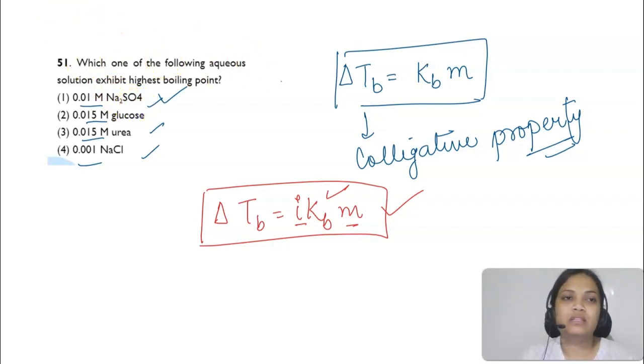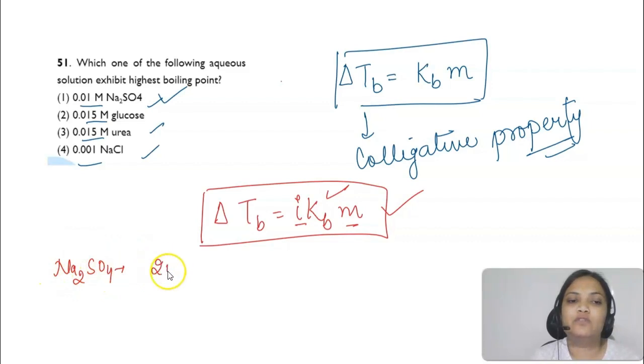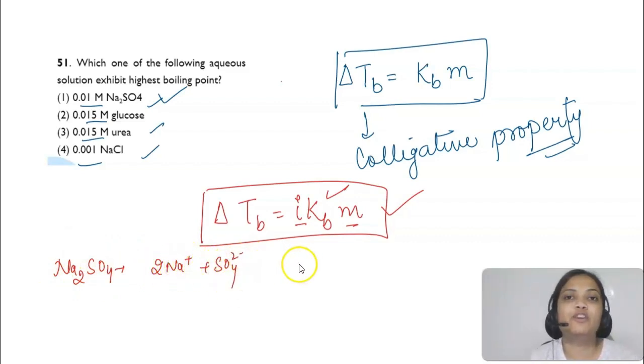In this case, the first option is Na2SO4. It will ionize to give you 2 Na plus ions and sulfate ions. So here the value of I will be 3. So I into M, its molarity in this case, is 0.01 into 3. So it will come out to be 0.03.